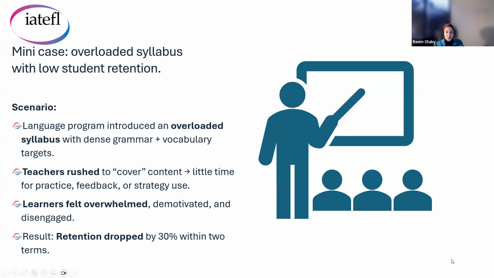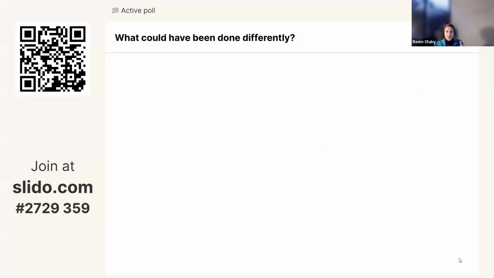So if you were leading that program, what do you think you could have done differently? I'd love to hear your thoughts. Could the syllabus have been streamlined? Could more time have been given for practice and strategy use instead? Maybe as leadership, you could have supported the teachers differently. Take a moment and type your ideas into Slido, and we'll have a look at the end.